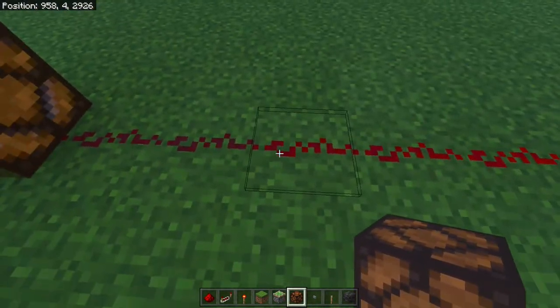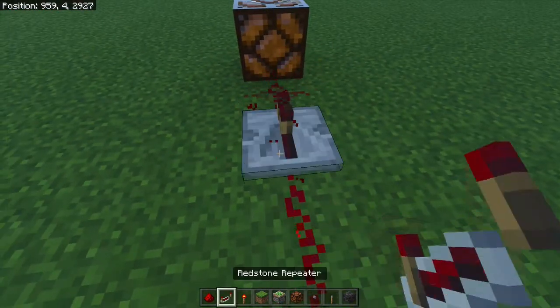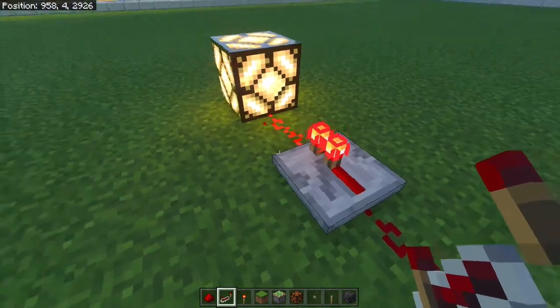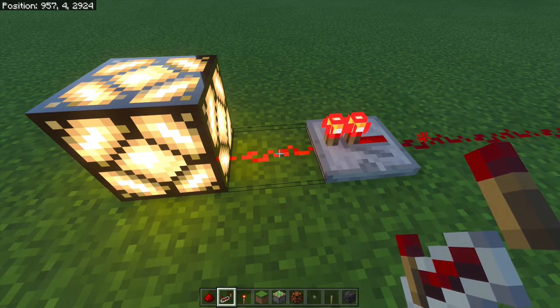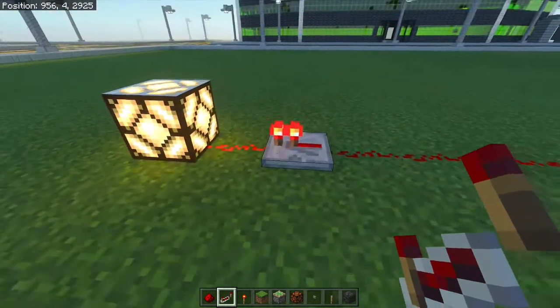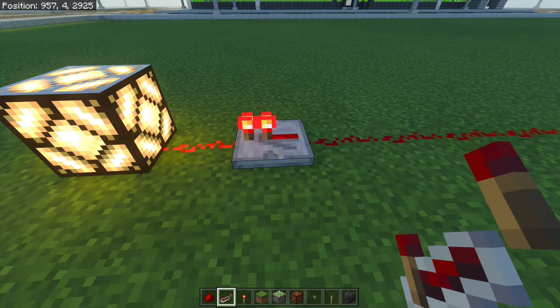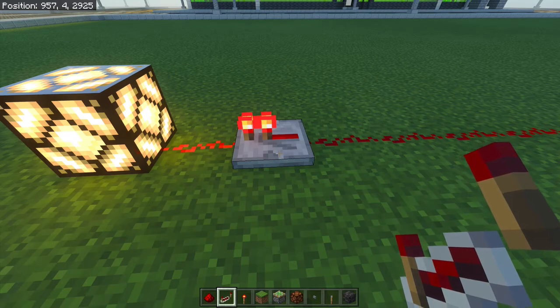So this one right here is the last block that has any power. It has a power level of 1. If you put a repeater on the next block, it'll power that repeater, and the repeater brings the signal power back up to 15, basically continuing the signal. It also introduces a 1-tick delay, and tick is sort of nebulously defined, but normally a tick is about a 20th of a second if everything is performing well in the game.